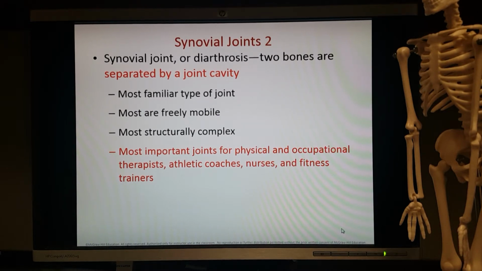The last type of joint is so special that it gets its own section of the chapter, and that's a synovial joint. A synovial joint is separated by a joint cavity, and so there's multiple parts to it. It's the most familiar type of joint, very, very mobile, and you'll see why due to that joint cavity. Very complex, again, due to that joint cavity. So a lot of different actors play a role to allow those joints to move freely. It's the most important joint for a lot of health and fitness professions.